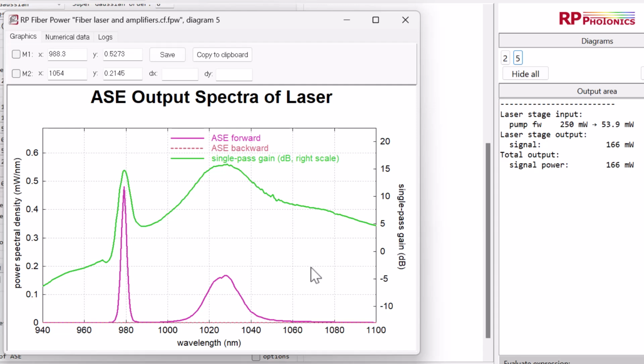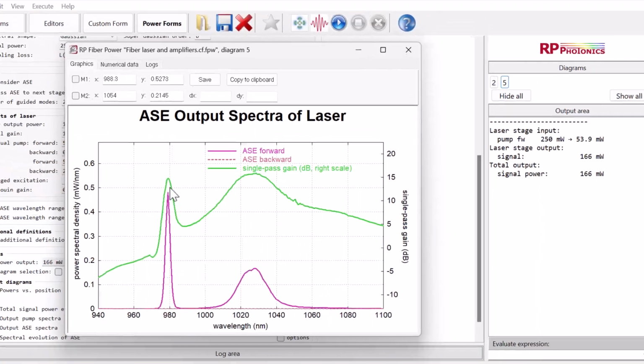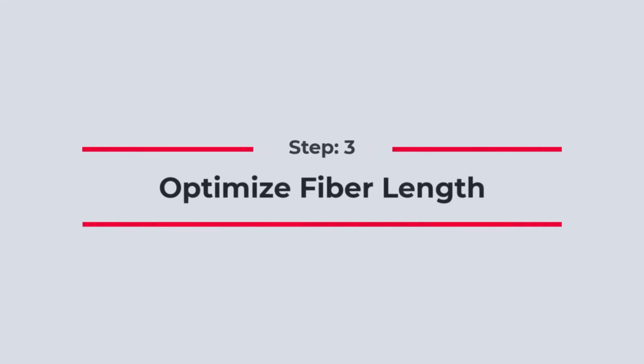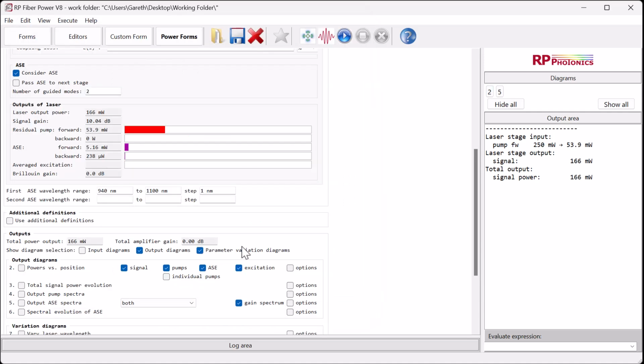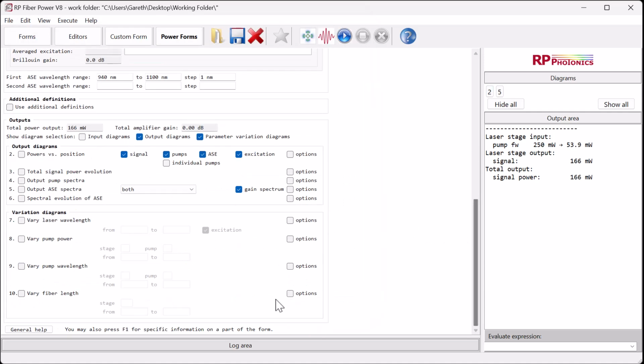Examining the ASE spectra, we can see that although the gain around 1030 nanometers is slightly higher than the laser gain at 975, it is not enough to cause excessive ASE output. Since the absorption of the pump light is quite incomplete, it seems logical that increasing the length of the fiber would produce more laser power. Let's use one of our parameter variation diagrams to test this out.